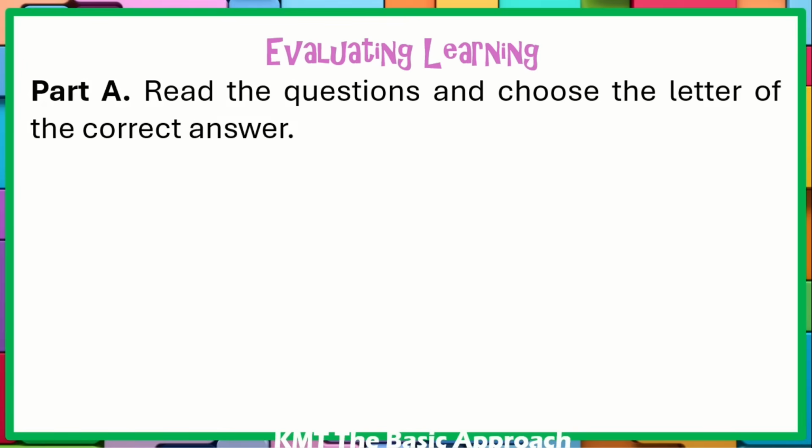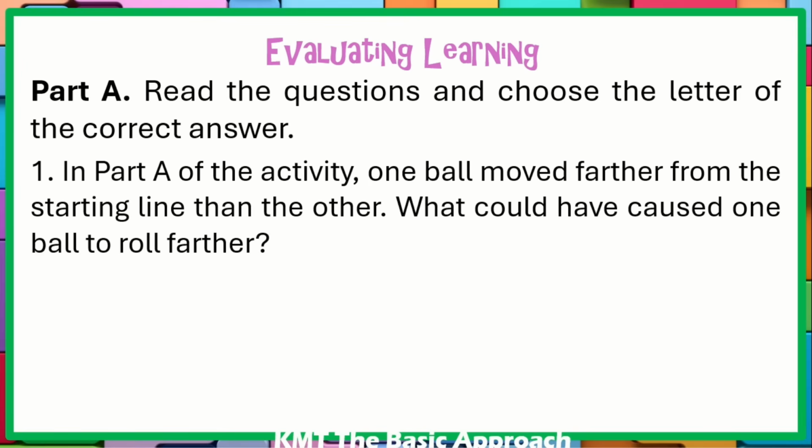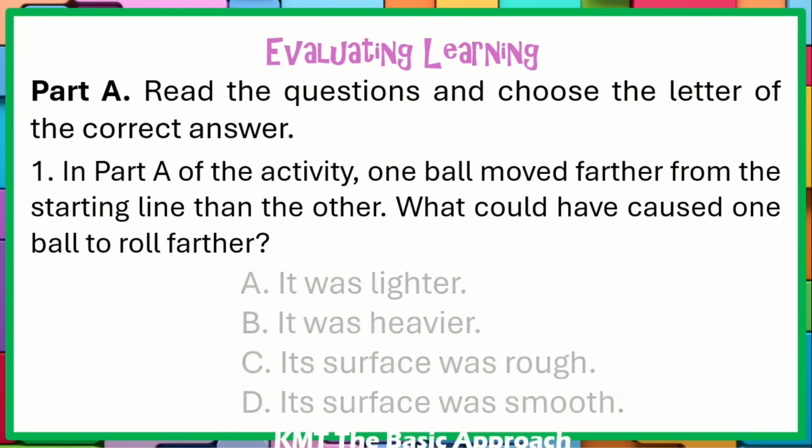Evaluating learning. Part A. Read the questions and choose the letter of the correct answer. Number 1. In part A of the activity, one ball moved farther from the starting line than the other. What could have caused one ball to roll farther?